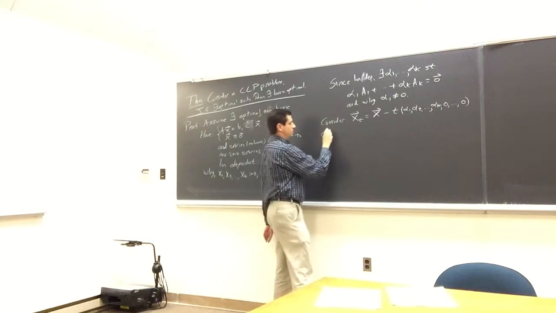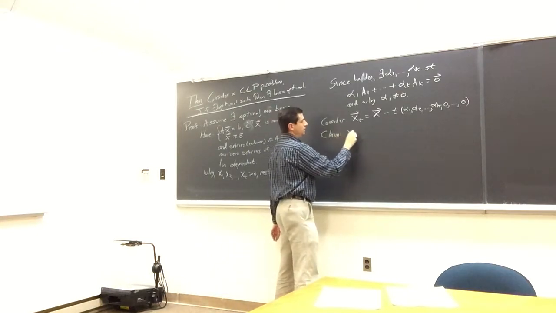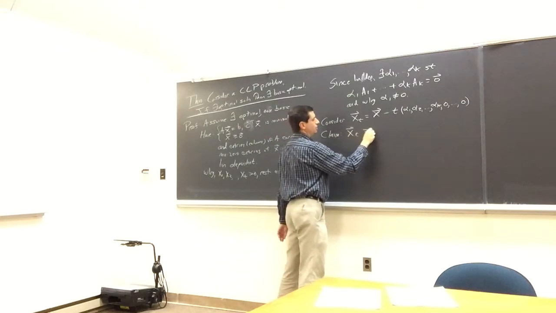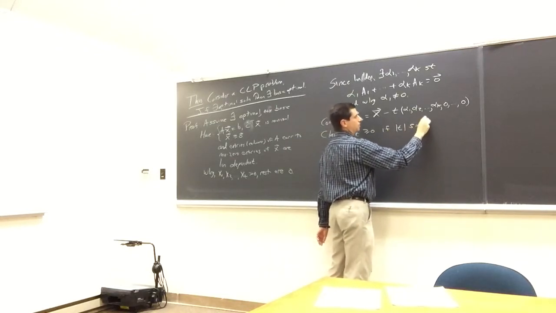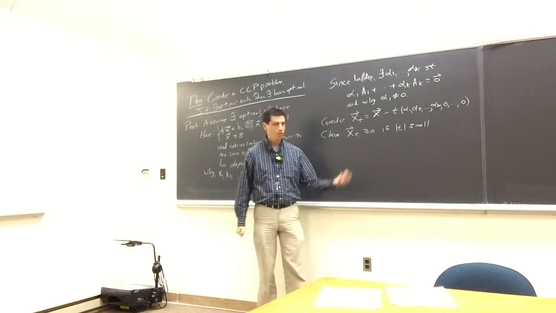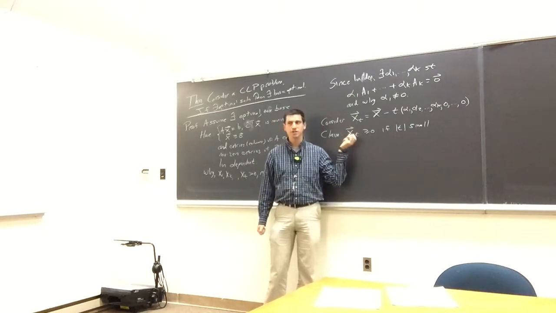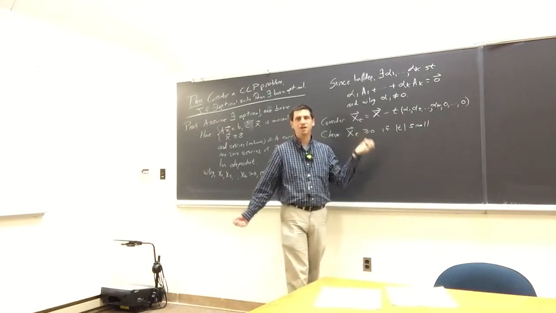And I have the following claims. The first claim is that the coefficients are greater than or equal to 0 if the absolute value of t is small. Well, to see this, what's the simplest value of t to check?